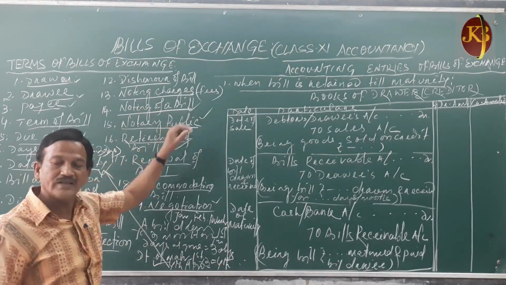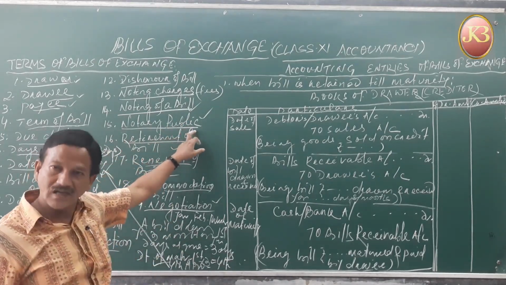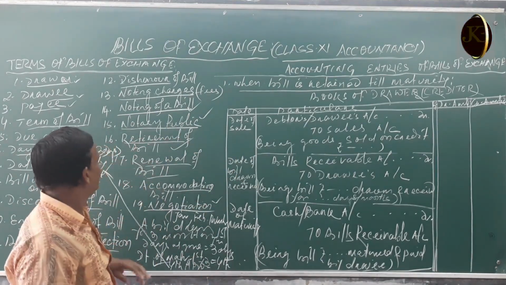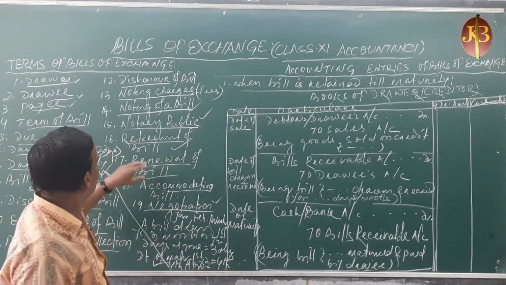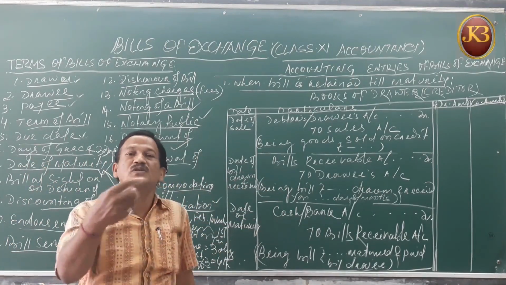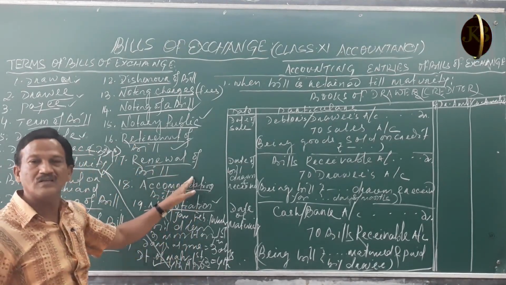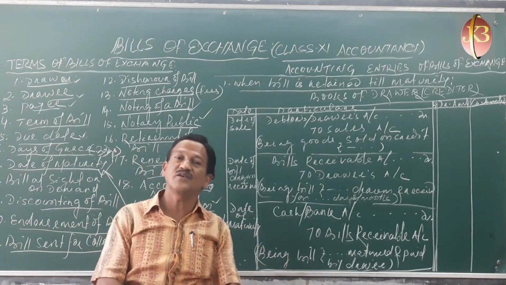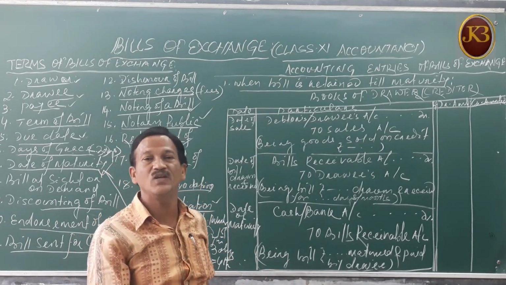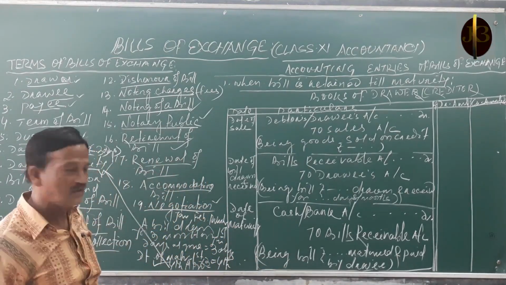Then noting of the bill, recording the dishonor of the bill. Notary public is a legal officer appointed by the central government or state government to record the transactions. Then retirement of the bill, when the drawee makes the payment before the date of maturity, that is called retirement of the bill. Renewal of the bill: before the date of maturity, the drawee may request the drawer to cancel the old bill and accept a new bill, extending some period of time. That is the renewal of the bill.